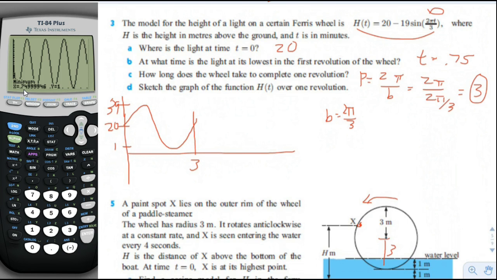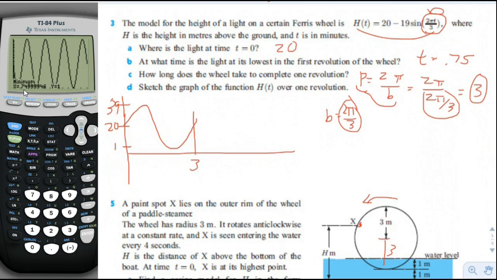0.75. Okay. And then how long does the wheel take to complete one revolution? We can use the formula P equals 2 pi divided by B, because we do have a B value here. If you look at that, the B value is 2 pi over 3. It's the coefficient for the t term. And so you put 2 pi over 3 in the denominator, and then you end up with 3.